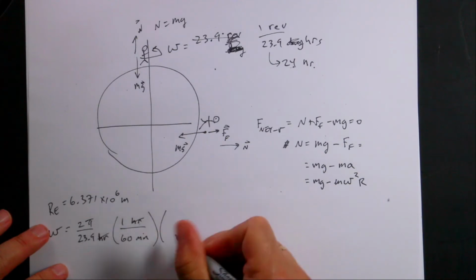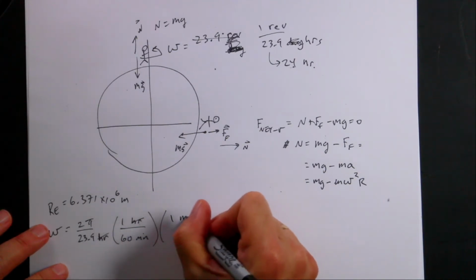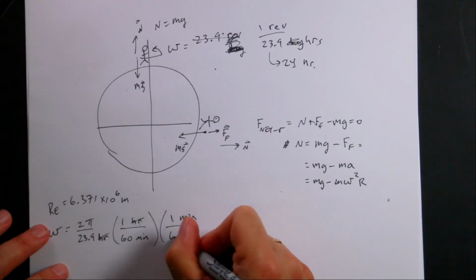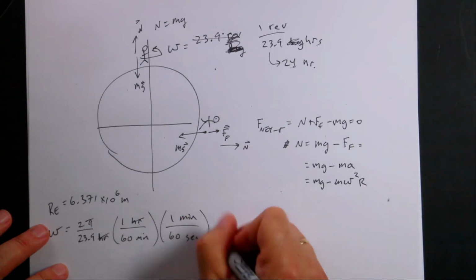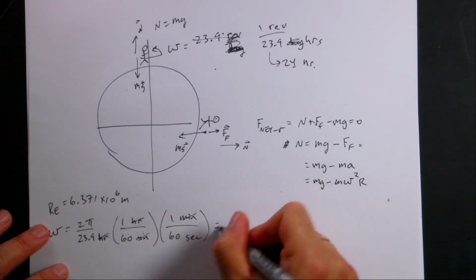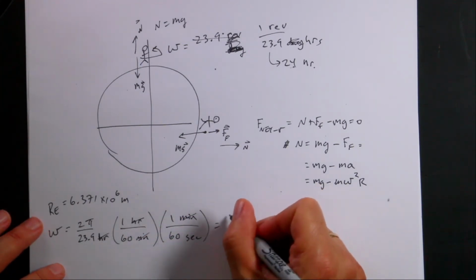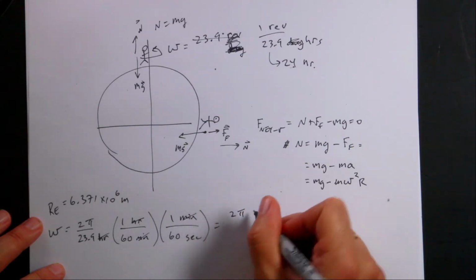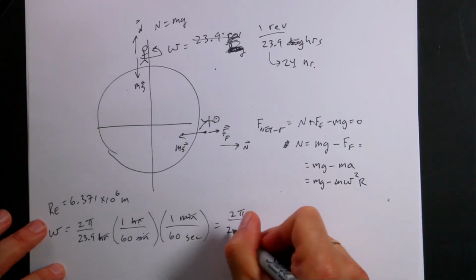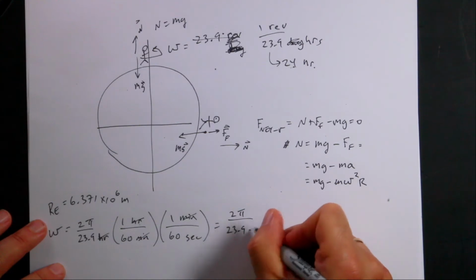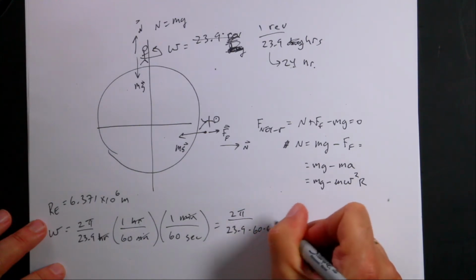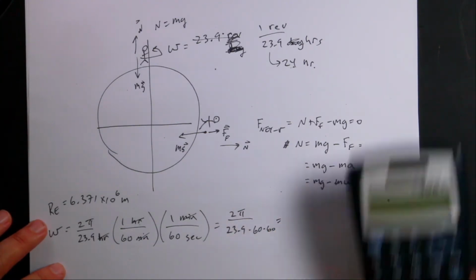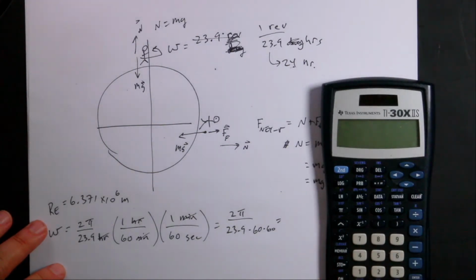Now I need to do the same thing. 1 minute is 60 seconds, and the minutes cancel. So I get the angular velocity is 2 pi divided by 23.9 times 60 times 60. I'm going to do this in my calculator because I want to.